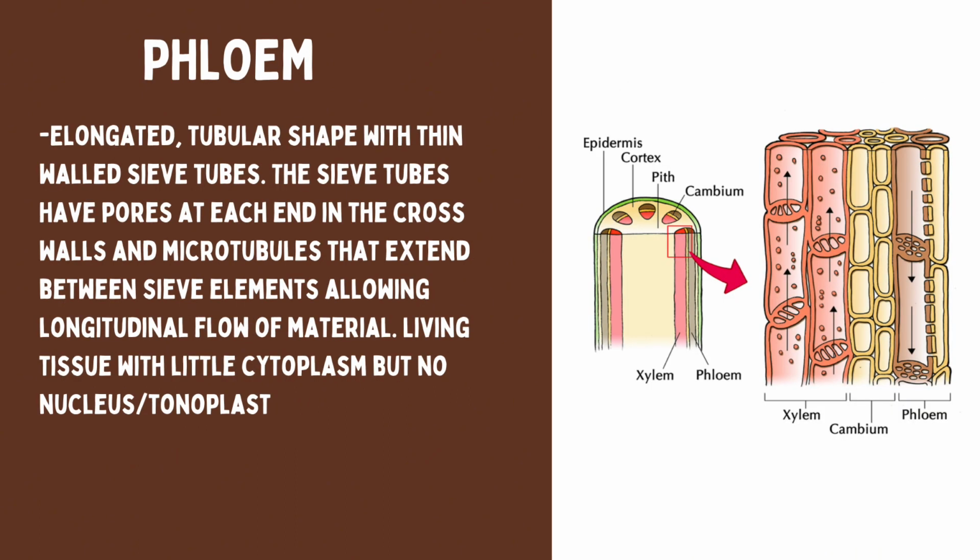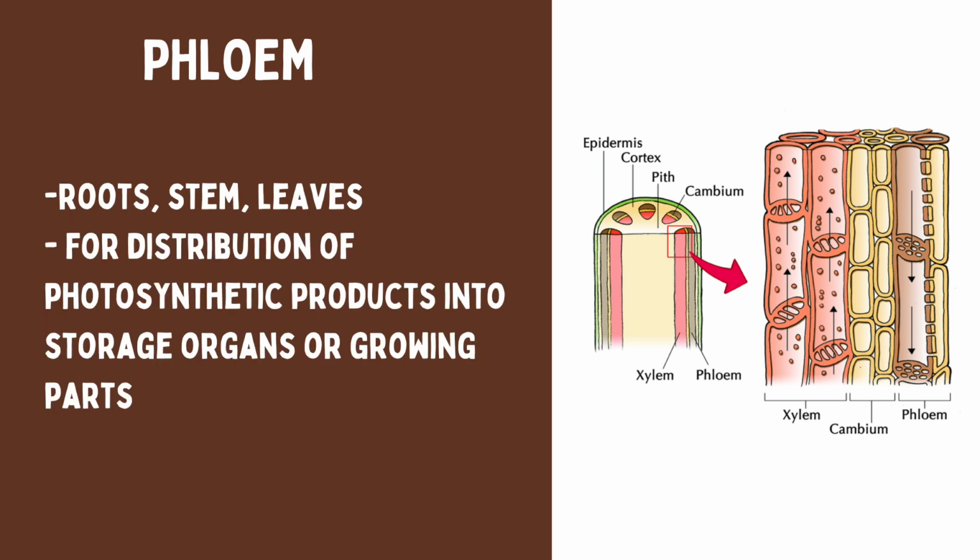Last but not least is the phloem. Phloem is elongated and has a tubular shape with thin-walled sieve tubes. The sieve tubes have pores at each end in the cross walls and microtubules that extend between sieve elements, allowing longitudinal flow of material. Living tissue with little cytoplasm but no nucleus or tonoplast. Moreover, phloem is mainly found on the roots, stems, and leaves. It is mainly for distribution of photosynthetic products into storage organs or growing parts.